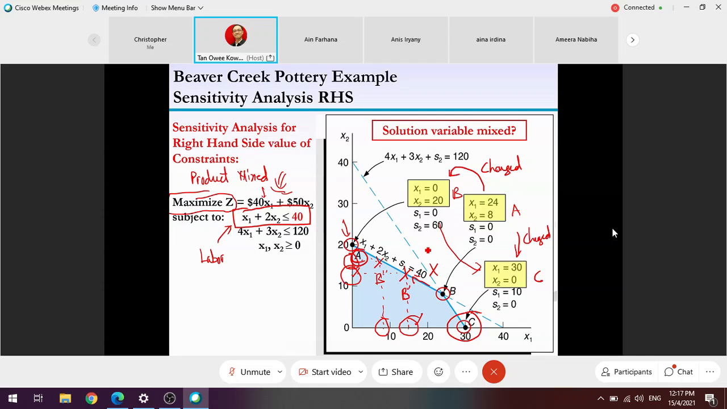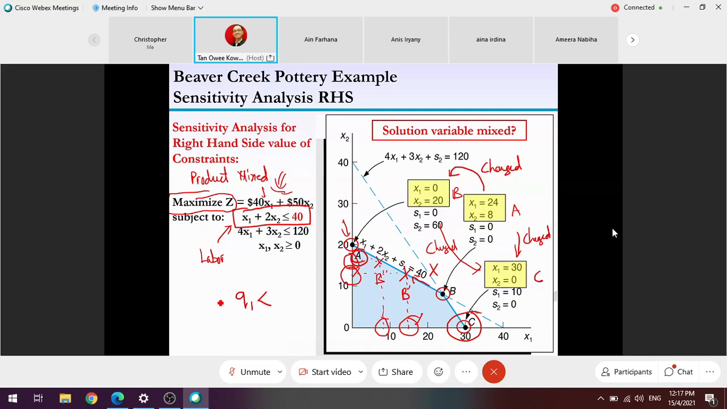Why does it change? Because originally the solution suggested me to produce only mug, don't produce any ball. But at C it changes: produce ball, don't produce mug. So this is a scenario of solution variable mix. Okay, so you need to understand the solution variable mix further.